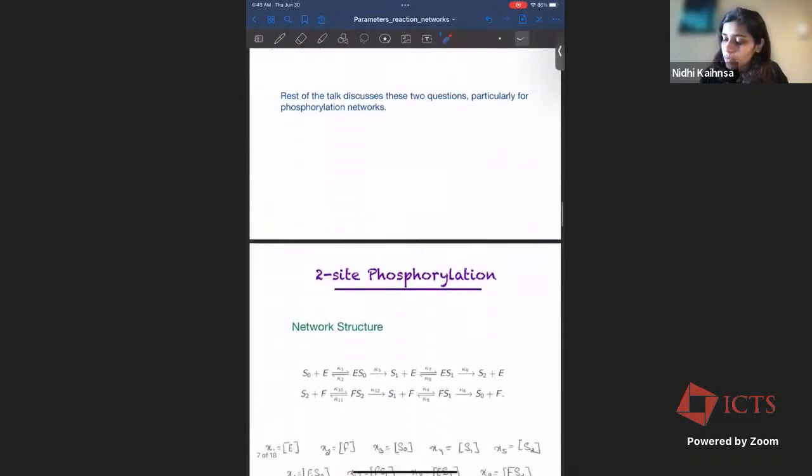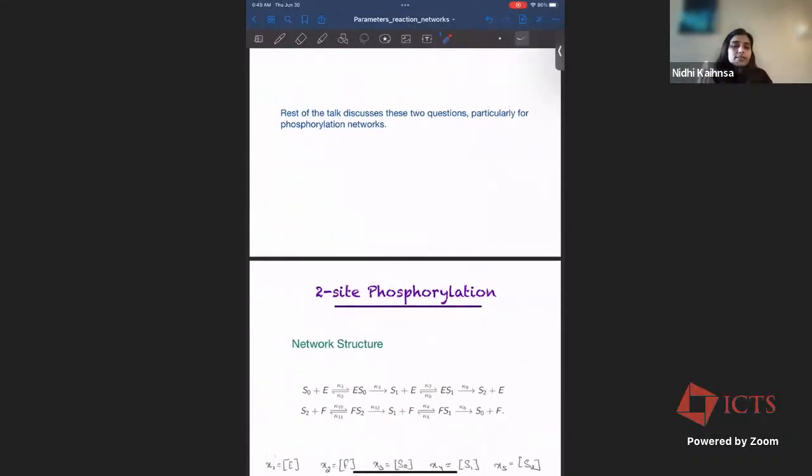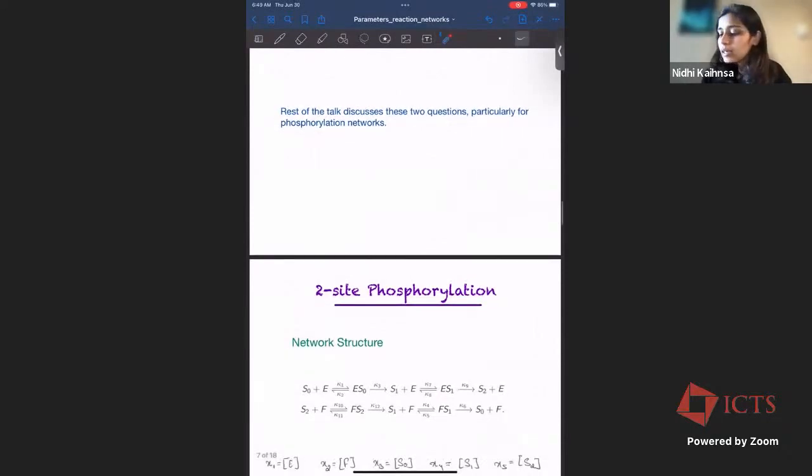And what's a phosphorylation network? So here is one example of it. We have a protein, S0, and S0 has two sites where E, a kinase, comes and attaches phosphate groups. At a time, it is only attaching a phosphate group to one site, and it has two available sites. So we call it a two-site phosphorylation network. And F comes and removes that phosphate group.